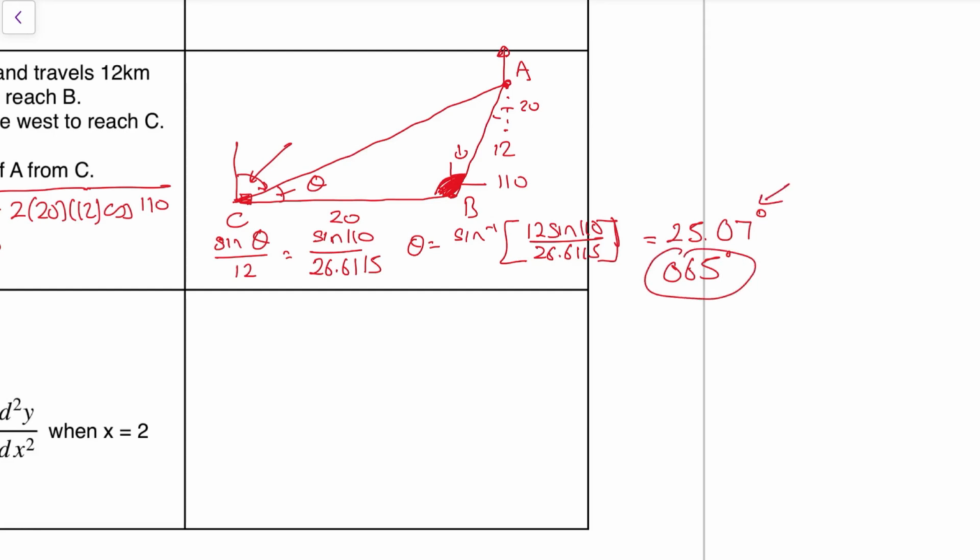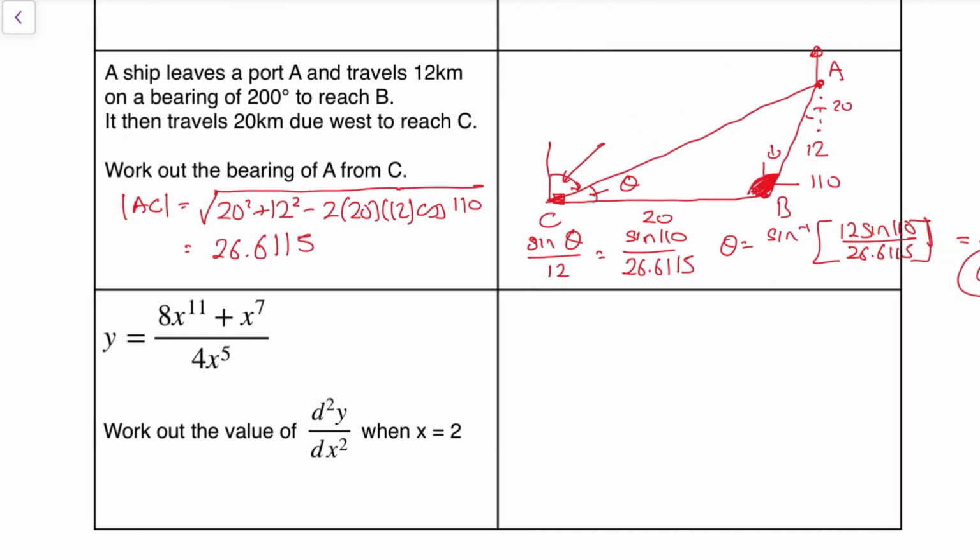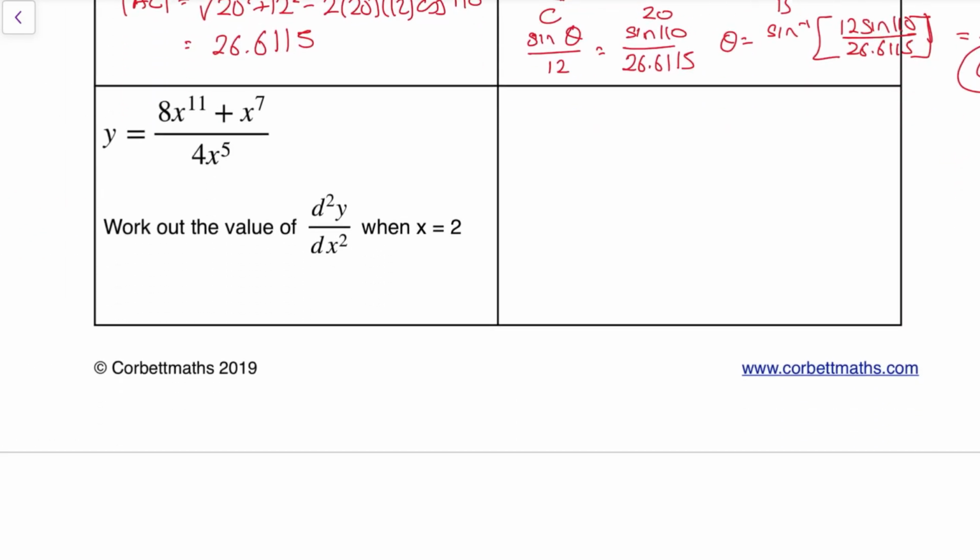So in other words, I've worked out this, 90 minus that gives me 64.9. 3 significant figures is 065. Question done. Yeah, that looks about right, doesn't it? Happy with that. Next question, and we end with a relatively straightforward one, don't we?